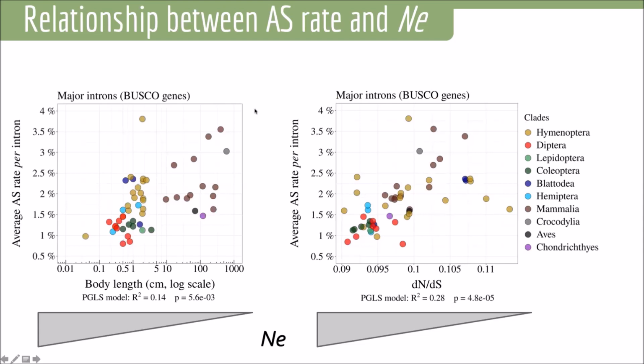These are the correlations that we obtain with the two other proxies of effective population size, so body size and dN/dS. Again, we see the same correlation, and again, it's significant after accounting for phylogenetic inertia. So the three proxies of effective population size give the same correlation between the rate of alternative splicing and effective population size.